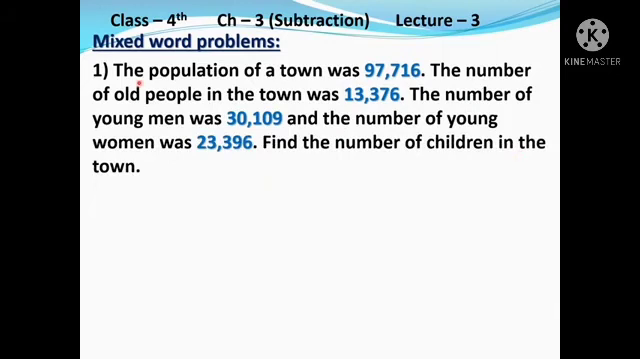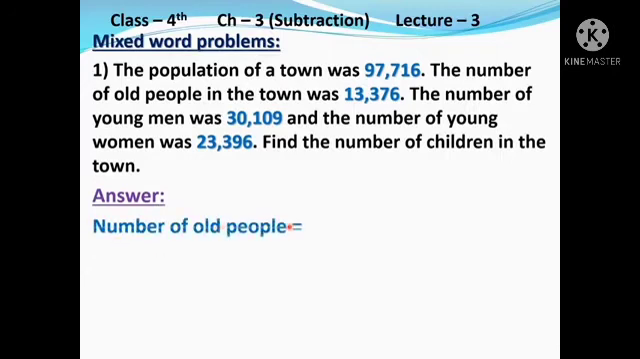Okay? See, the population of a town was 97,716. Now, out of these, the number of old people in the town was 13,376. Number of young men was 30,109. And the number of young women was 23,396. What we have to find? We have to find the number of children in the town. See, first of all, we will add the number of old people, number of young men, and number of young women. Clear? Answer right statements.